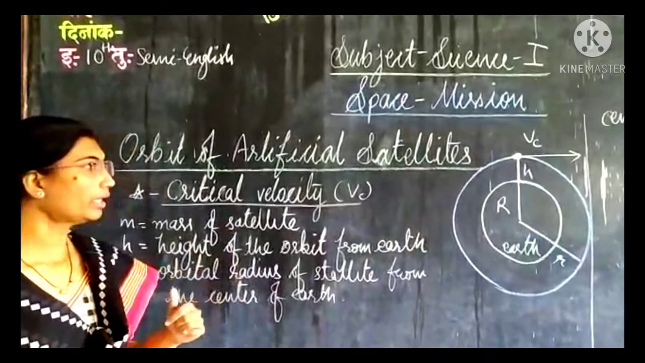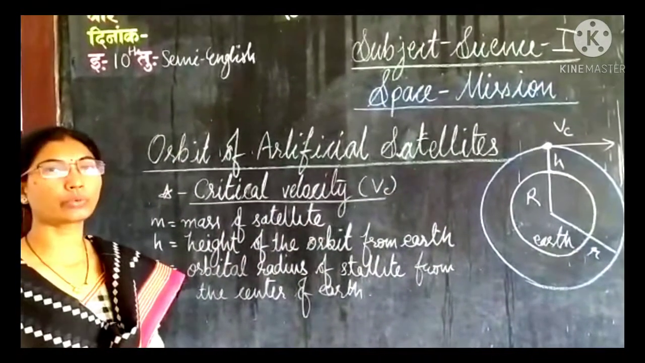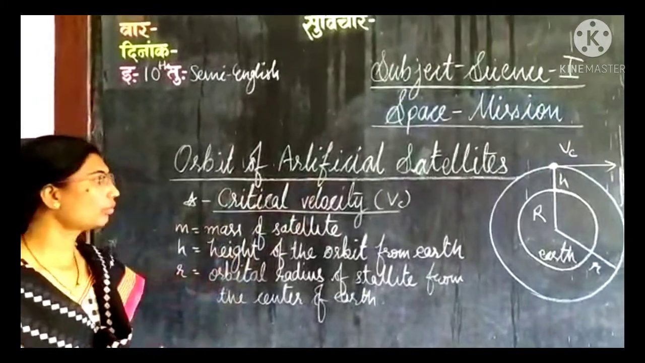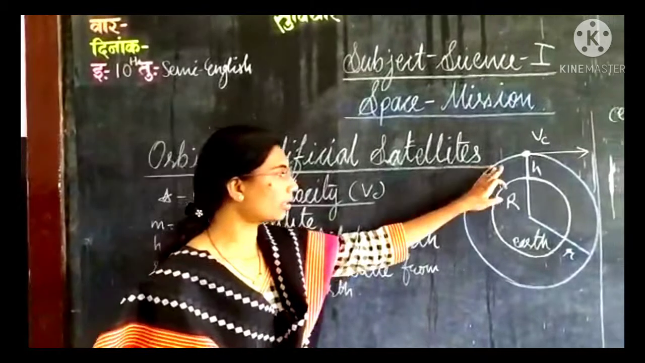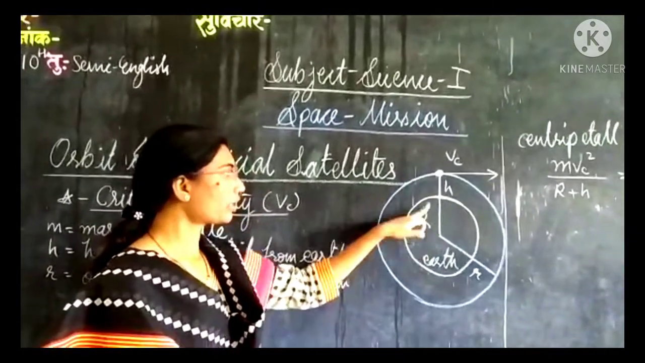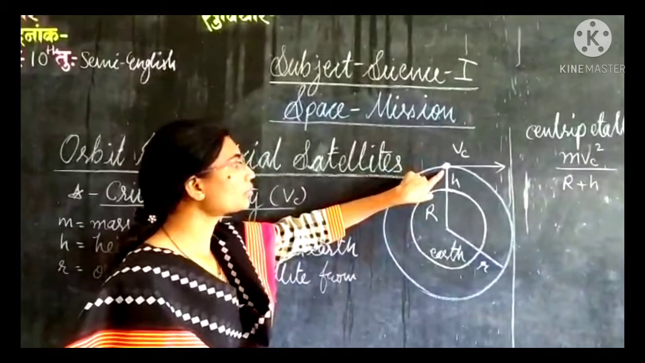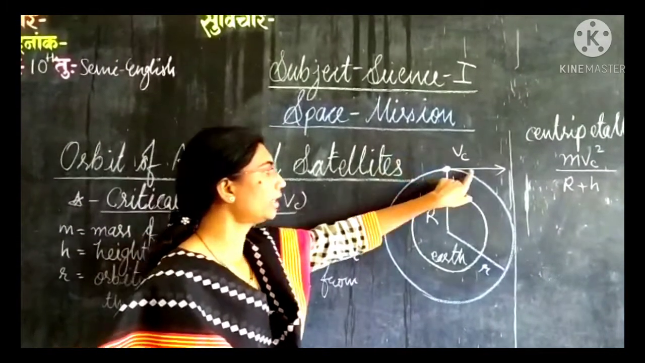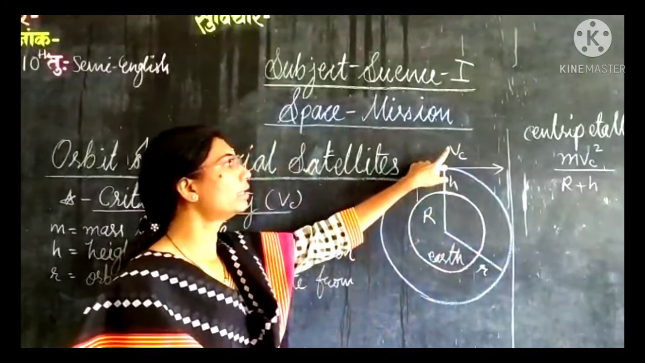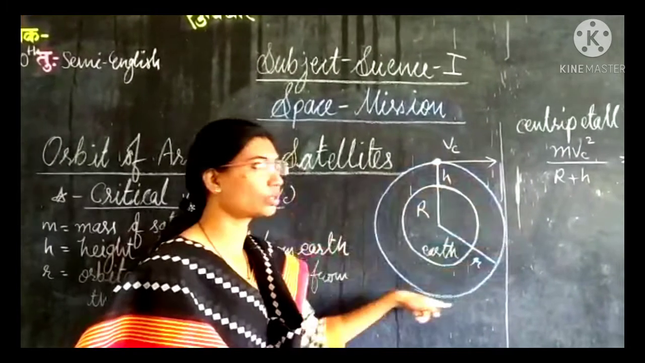later on. Here, first of all, let's see what is the critical velocity required for an artificial satellite to set in a specific orbit. So, what is the critical velocity? Let's see here. Earth, capital R is the radius of the Earth, and suppose this is an artificial satellite. We have to set this artificial satellite in this blue colored orbit, and for that we need a critical velocity at this point which is tangent to this orbit.